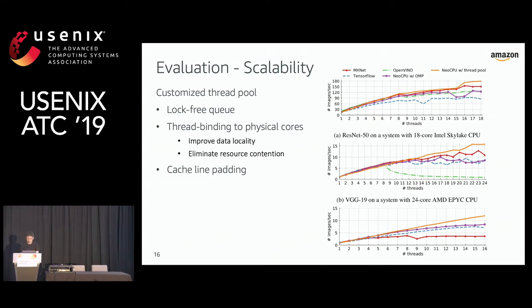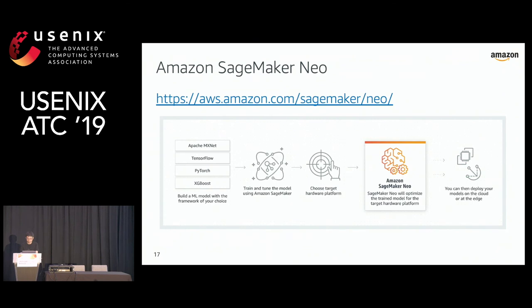Results show that our thread pool has better scalability than our baselines, as well as our solution using OpenMP as the thread pool. Our solution has been deployed on Amazon SageMaker Neo, an inference service that is helping a lot of users accelerate their model inference, both on the cloud and at the edge.